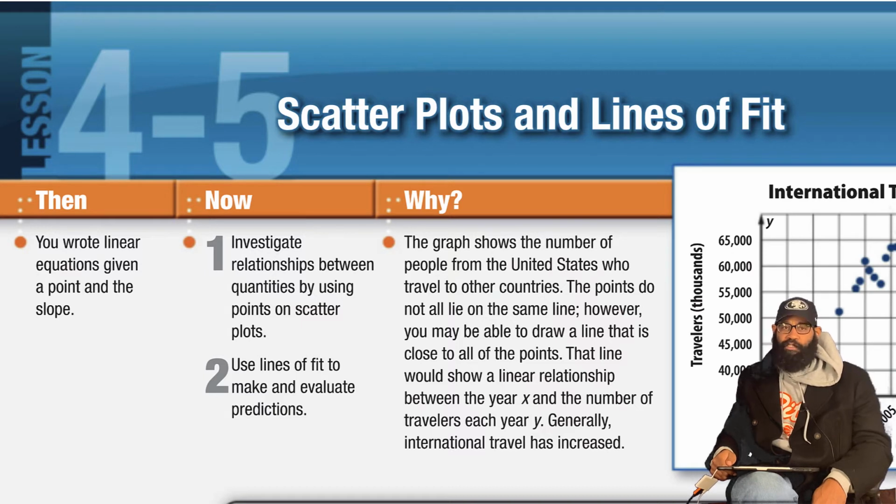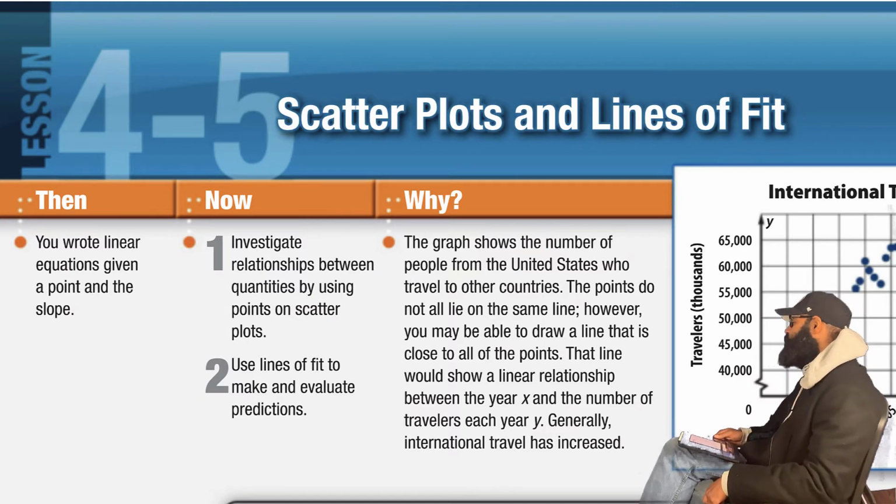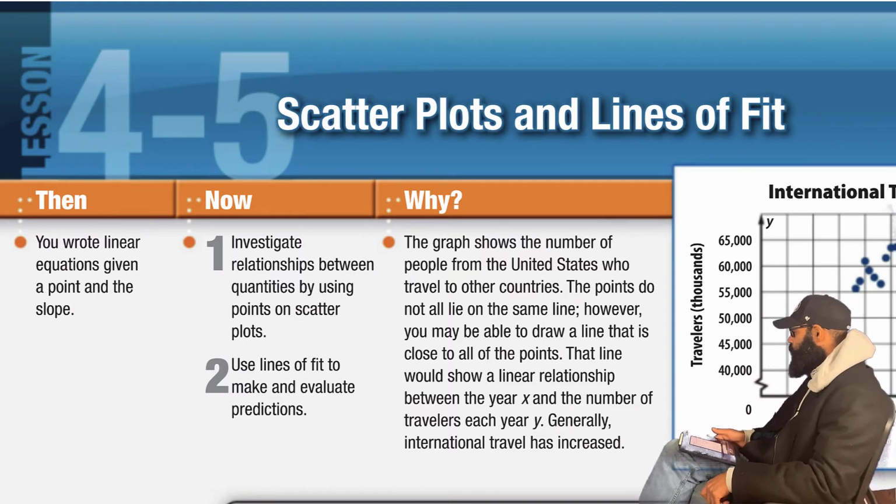And geometry, algebra 2, we cover a lot of stuff. But what are we covering today? Looks like chapter 4, lesson 5. The learning objective stated by the textbook: Investigate relationships between quantities by using points on scatter plots. Second objective, use lines of fit to make and evaluate predictions.